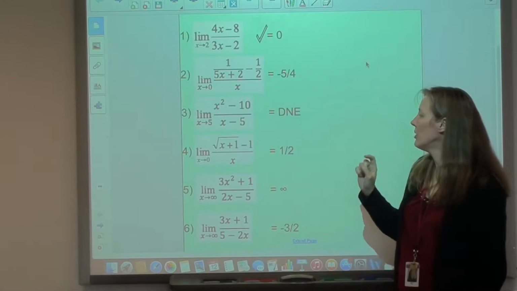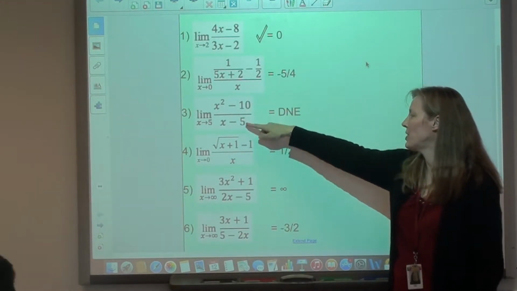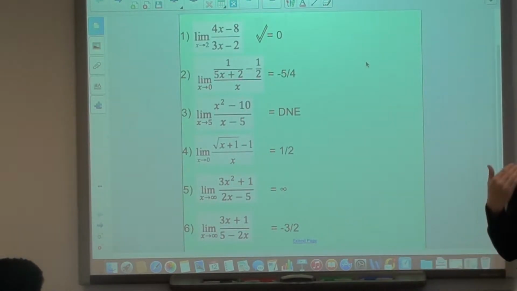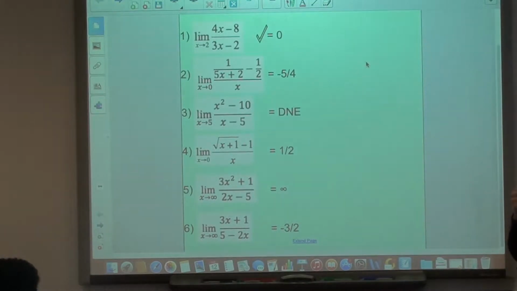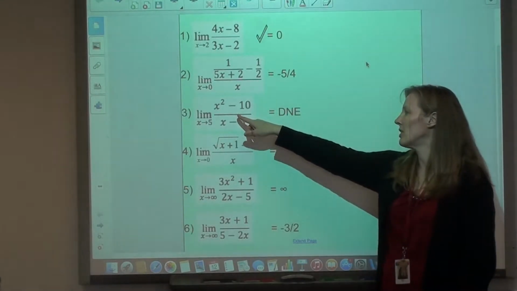All right, the only one that's unusual is this guy. When you plug in the 5, you get 15 over 0. When you have not 0 over 0, what's going on the graph? A hole would be if you have 0 over 0, right? So what's the other option when you divide by 0? You have an asymptote, right? Good. So for this guy, we've got a vertical asymptote.